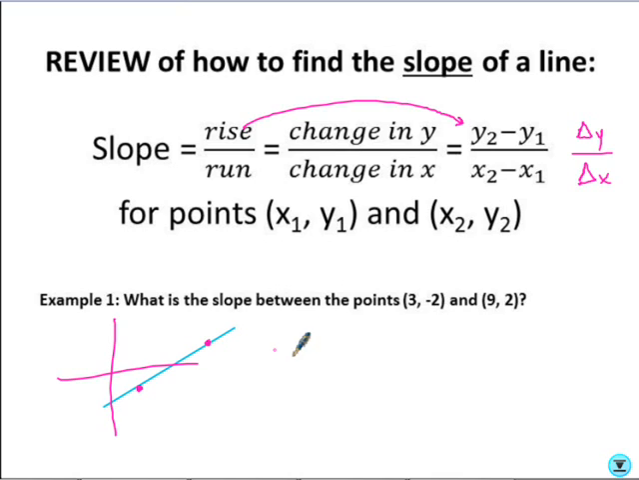All right? So now all I have to do is find the difference between the y's. How far from -2 to 2 on the number line? Well, that's 4. M is the number we use for slope. How far from 3 to 9 on the number line? Well, that's 6. And again, we know it's going up, so I know it's positive, and then that reduces to 2/3.